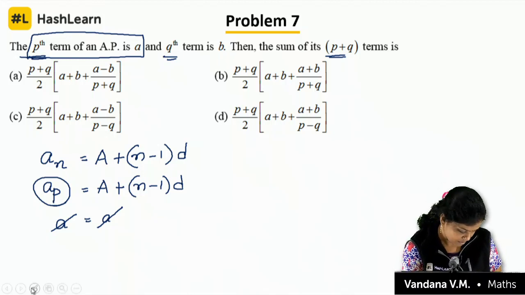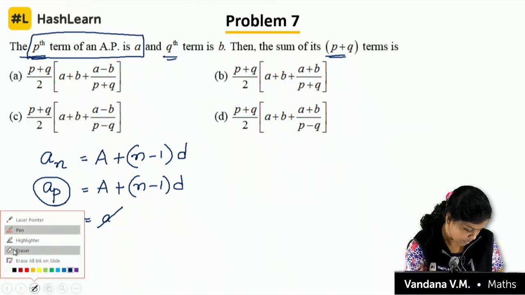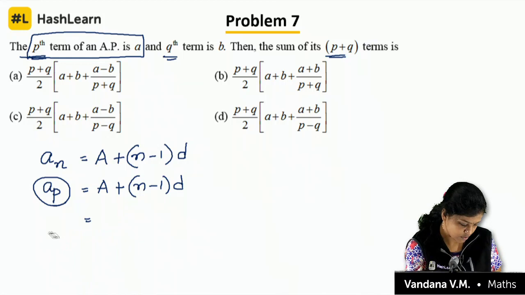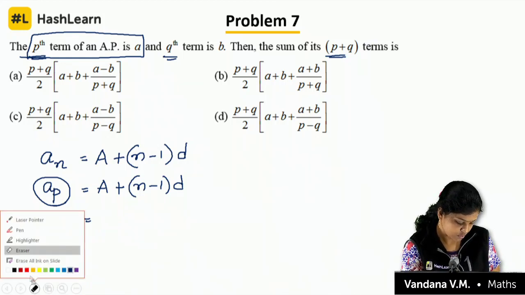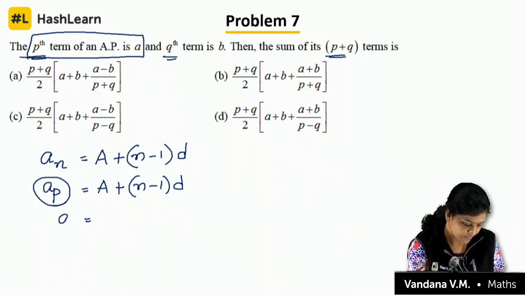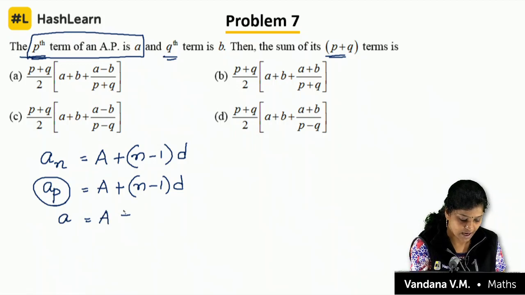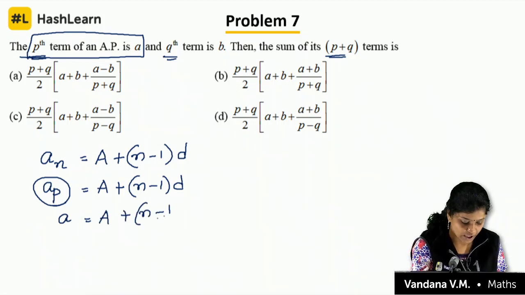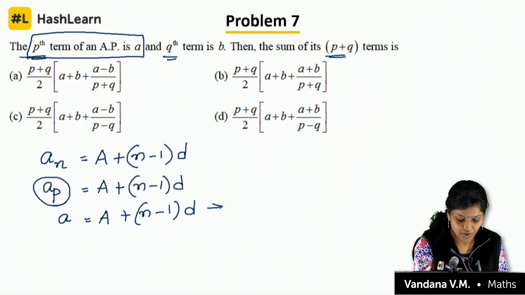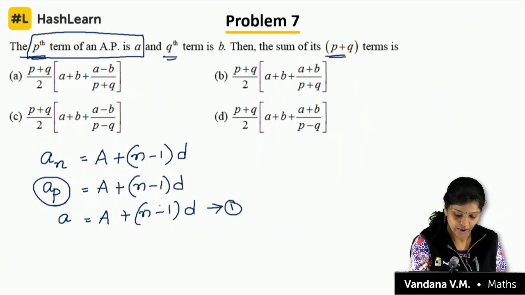Clear? Yes. Next. So, because of that, I am going to write one as small a, this is small a, this is a plus n minus 1 into d. This is equation number 1.